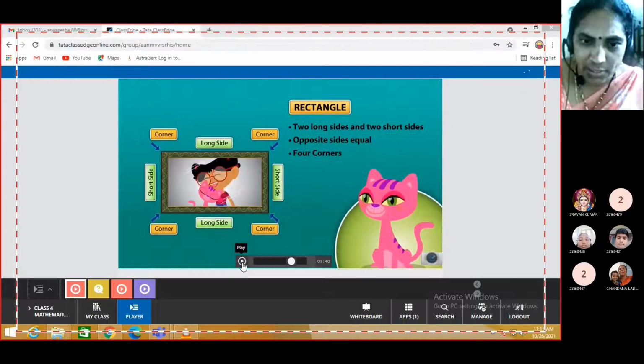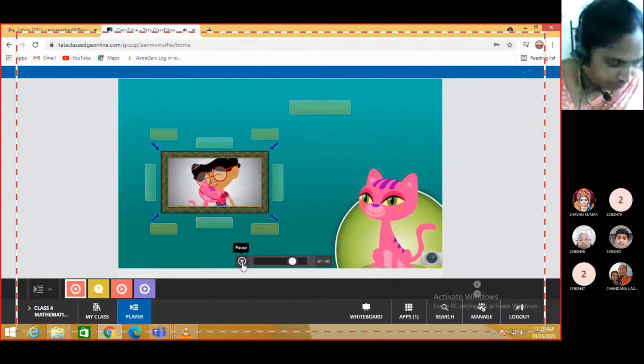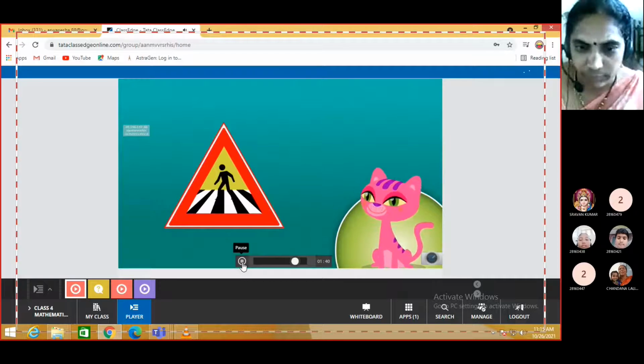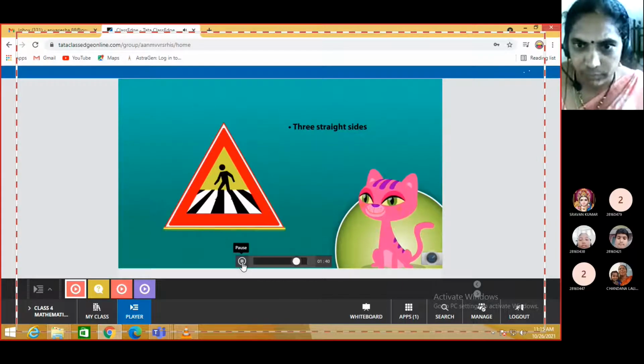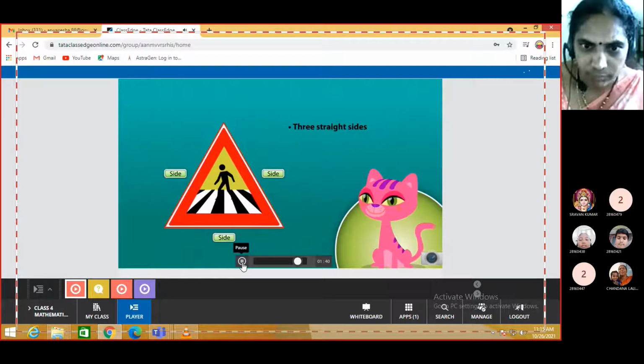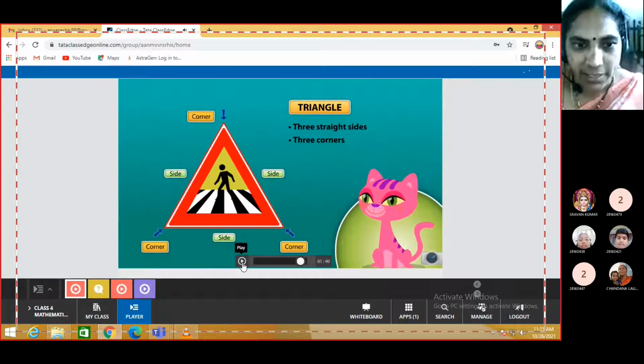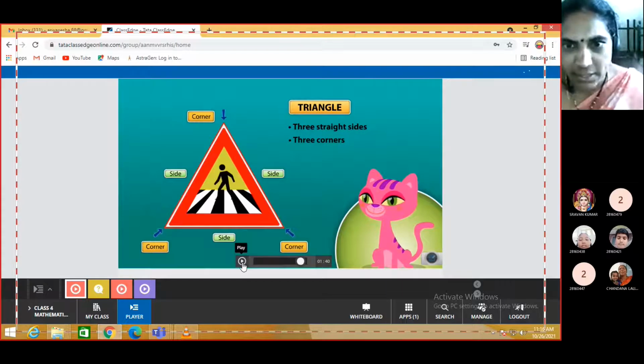Now let us see a video related to this triangle. For you to know. This sign shows where a road crossing would be. Its shape has 3 sides. 1, 2, and 3. When corners are 3, it's a triangle, you see? Yes, here a triangle has 3 edges and 3 corners, 3 straight sides. Side is nothing but edge and 3 corners are there. This is all about the plane figures.